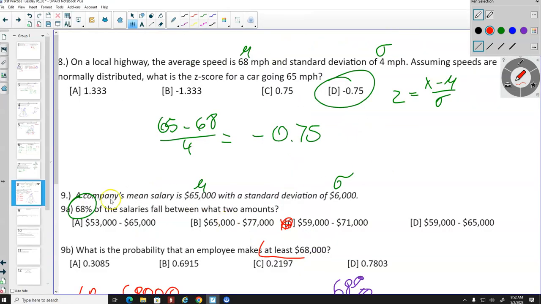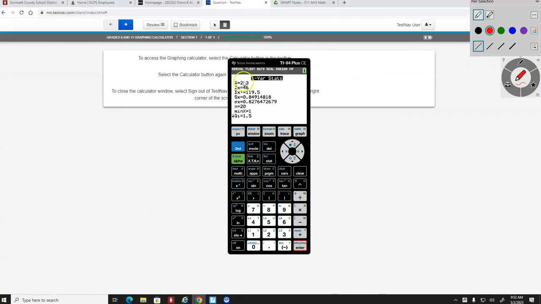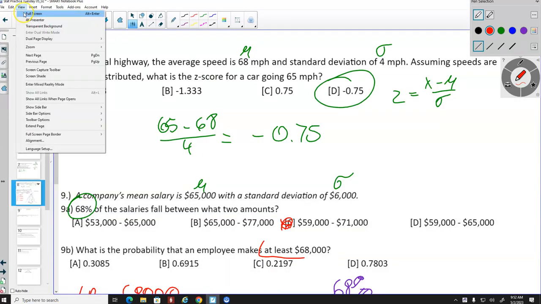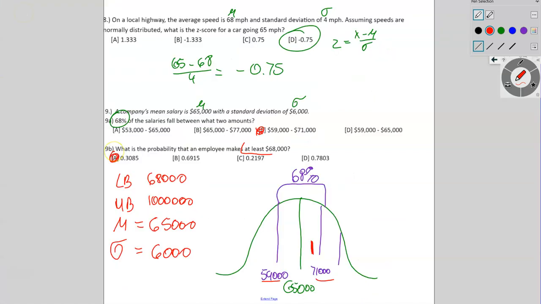Again, plug it into our calculator. I'm going to go to second VARS, second option. Right, so 68,000 is the lower bound. A million is going to be the upper bound. 65,000 is our mean, and 6,000 is our standard deviation. Right, so it's 0.3085, which according to our answers, is answer A.